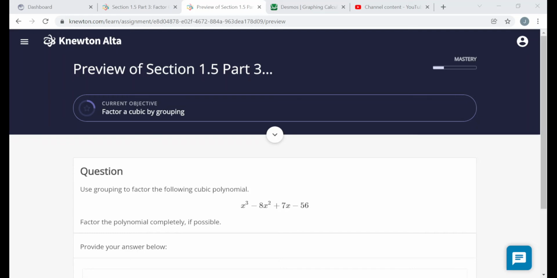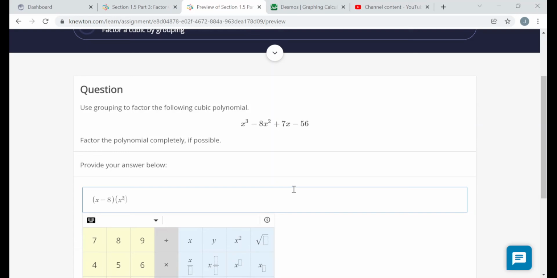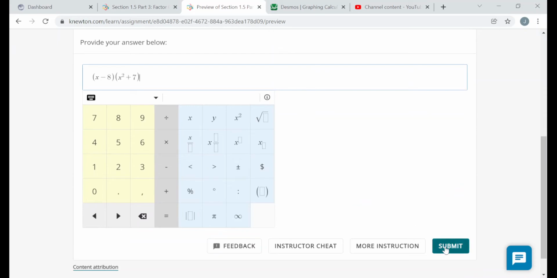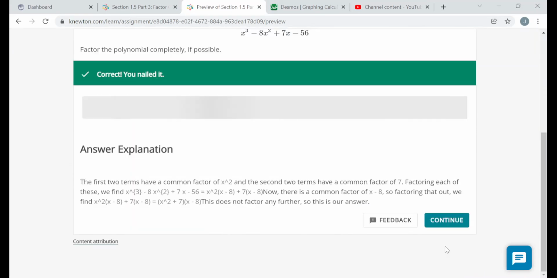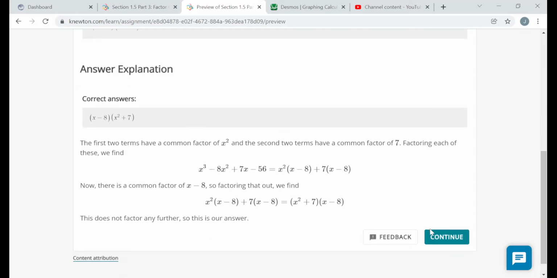In the answer area, one factor was x minus 8, times the other factor, x squared plus 7. And that should be good. Great. All right, next question.